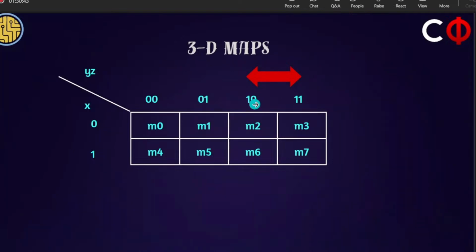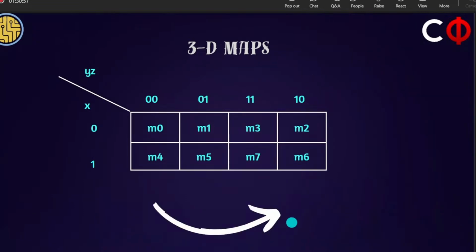But if you look at these two terms, 0 1 and 1 0, what do you notice? They differ in 2 places, right? Here the 1, here 0, here 1, here 0. So I'm going to slightly reverse these last 2 columns and we are going to arrive at this structure. This is how the min terms are actually placed: M0, M1, M2, M3, M4, M5, M6 and M7.